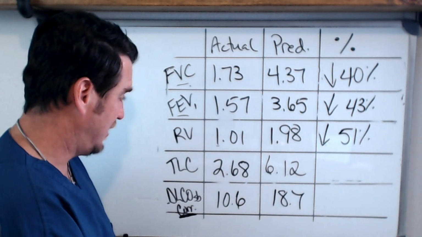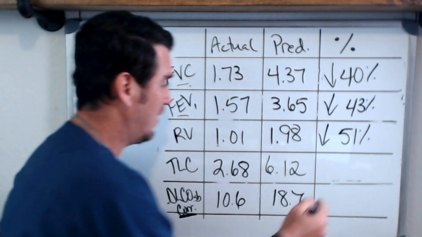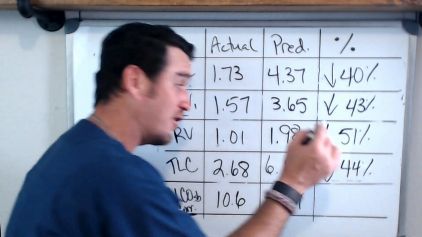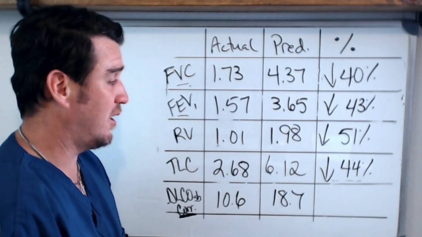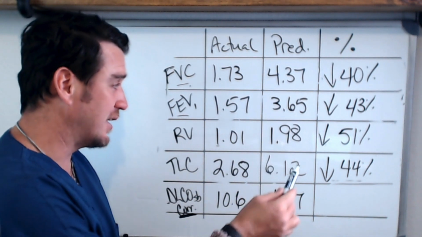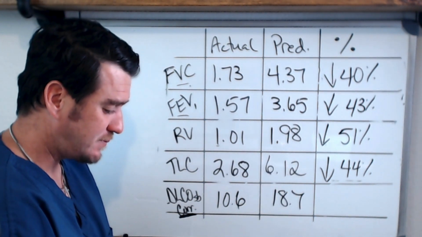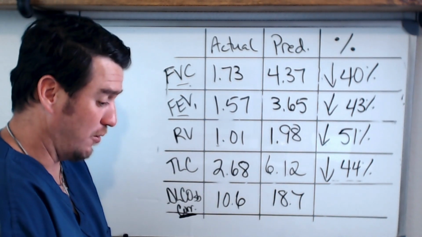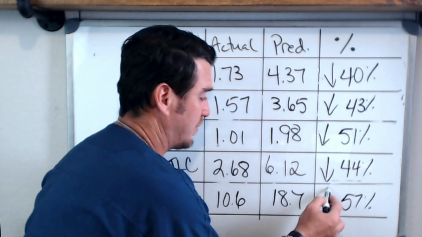Now when we look at TLC, we get 2.68 divided by 6.12, and we get, rounded up, 44%. Another indicator that we have a restrictive lung disease, and we're going to look into it and make sure that's right. Now when we look at our DLCO, we can already assess that it's low, obviously, and it comes in and rounds up to 57%.